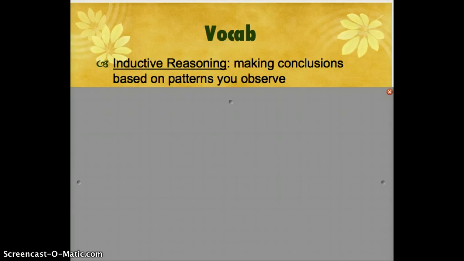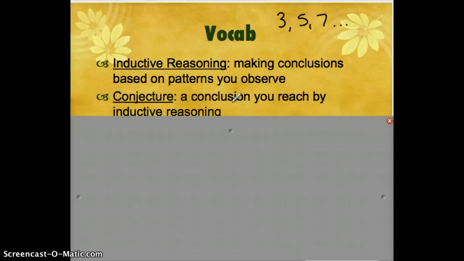So you see, we're going to be working on normal number patterns today. So you might see something like 3, 5, 7, ... Okay, I wonder what's coming next. You're looking for a pattern. You see this pattern. It looks like it's adding 2 every time, or the odd numbers. And you're coming up with a conclusion of what's going to happen next.